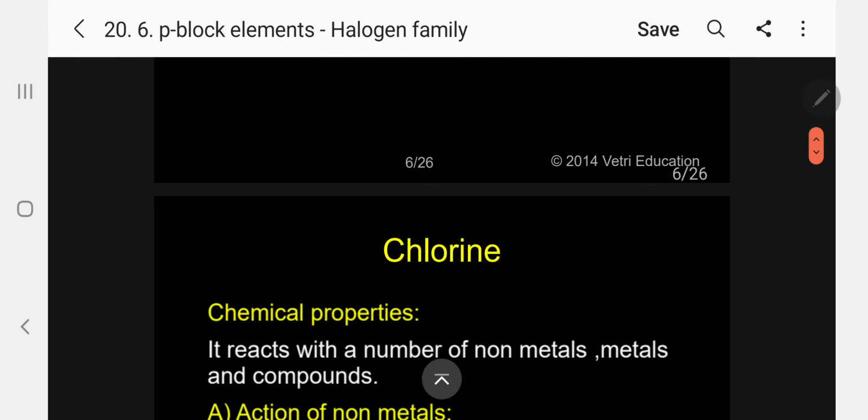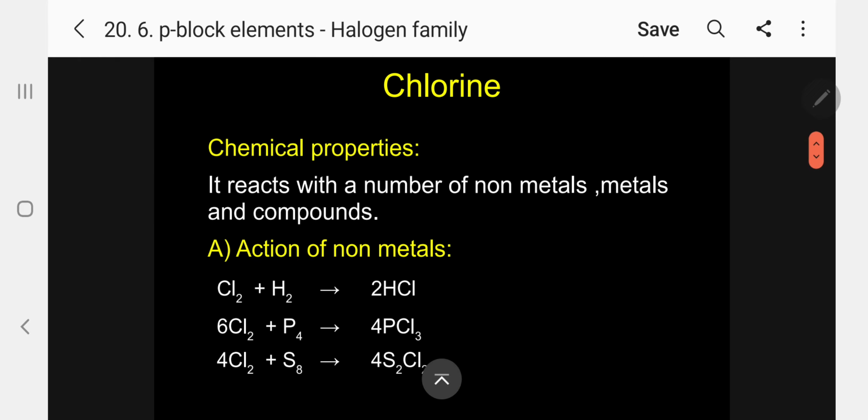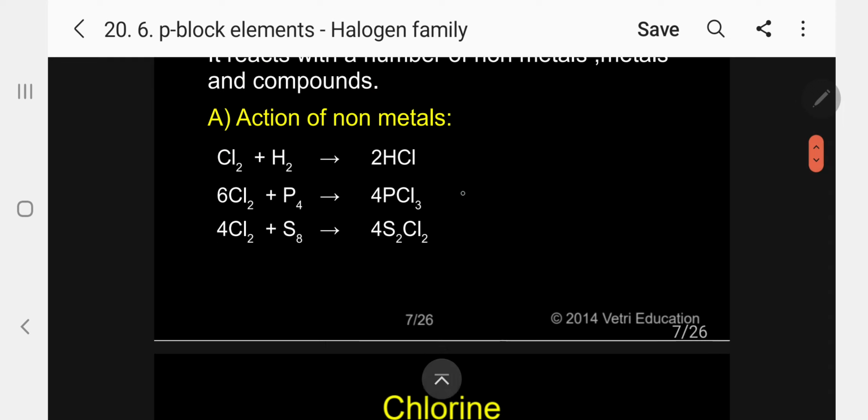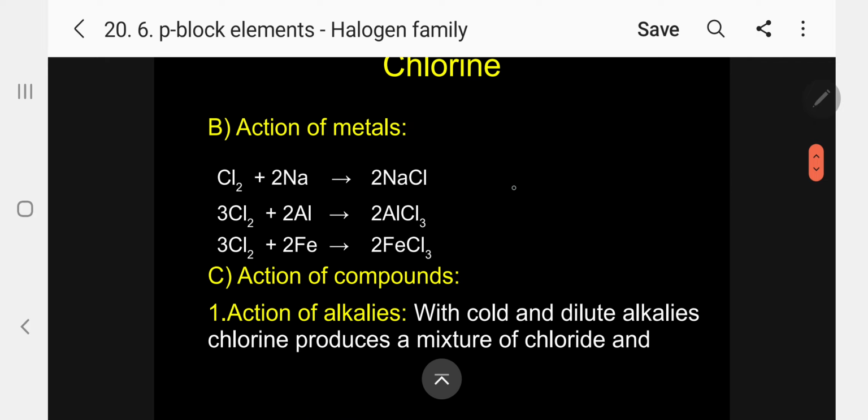Coming to the chemical properties of chlorine, it reacts with a number of nonmetals, metals and compounds. Let me discuss one by one. First, action on nonmetals. Chlorine reacts with H2 to produce HCl. In the same way, chlorine reacts with phosphorus to produce phosphorus trichloride, and with sulfur to give sulfur monochloride. This is the action on nonmetals.